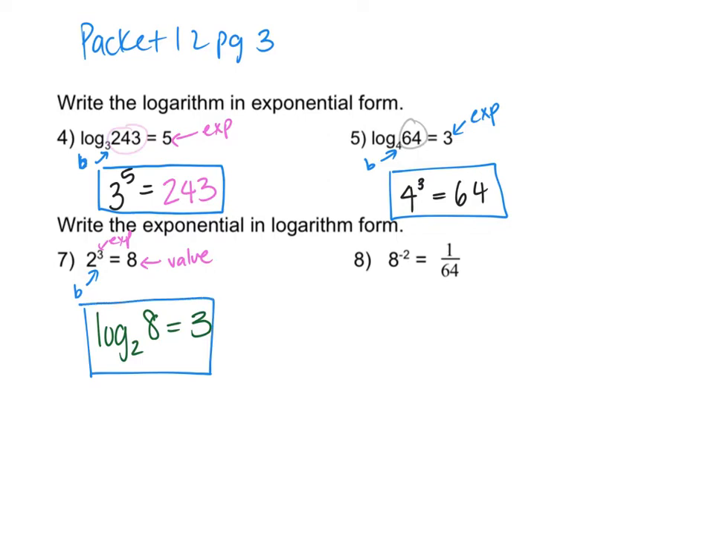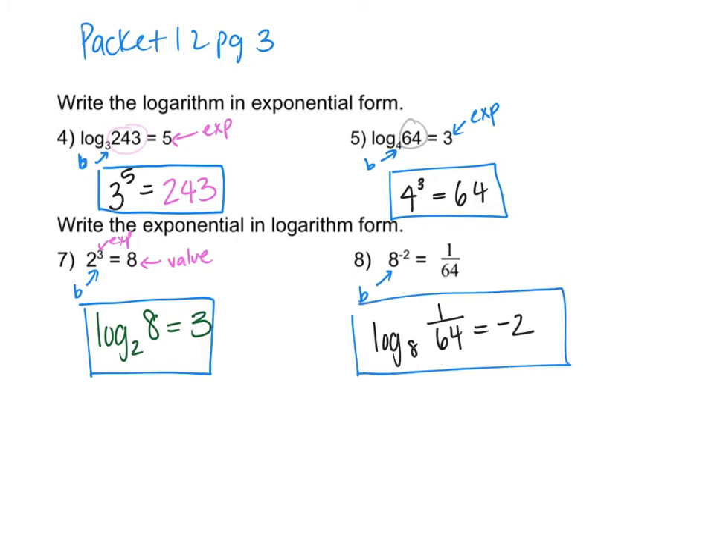The next one here, we have a base of 8. So we have log base 8 of 1 over 64 equals the exponent, which is negative 2. All right, and then that is our final answer.